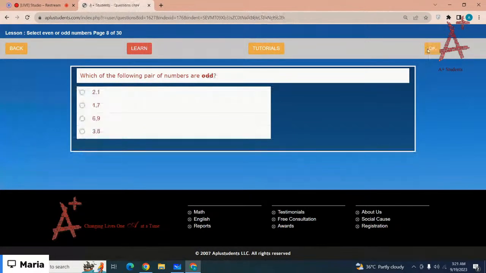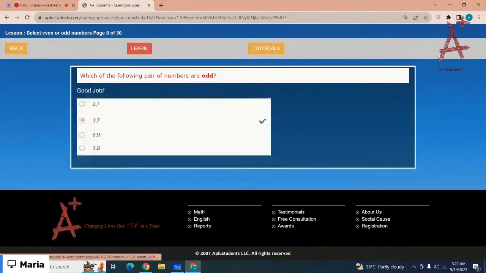Which of the following pair of numbers are odd? Which is the correct option? Which two numbers are odd? The odd numbers are, yes, very good. That would be 1 and 7. They both are odd.